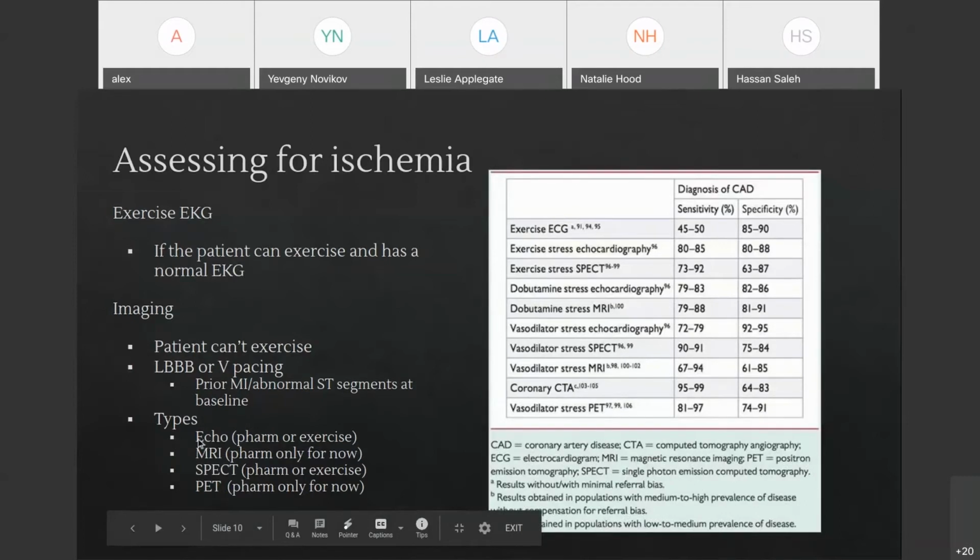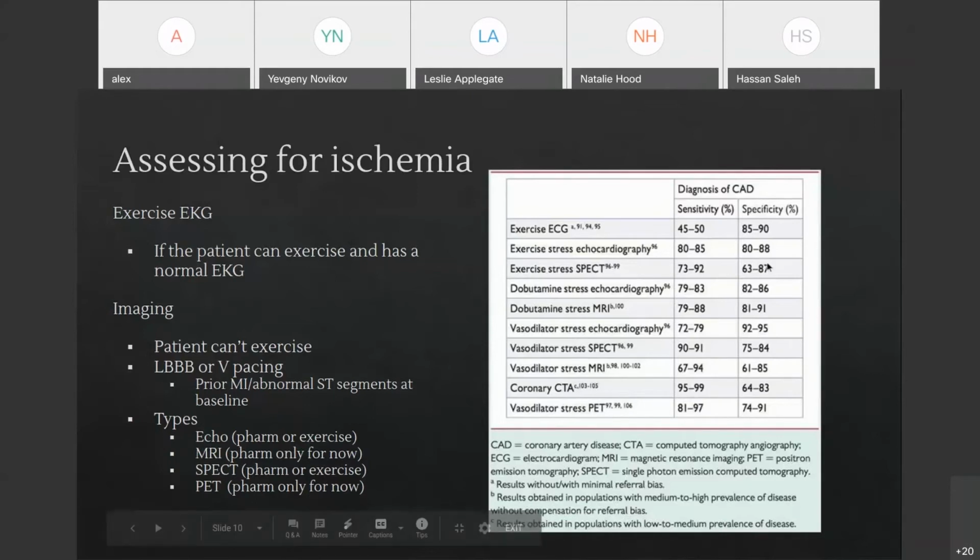So there's stress echo, which can be pharmacologic or exercise. There's stress MRI, which is pharmacologic only for now. There are some places doing exercise, but we're a ways away from that here. SPECT, which is your typical Lexi scan that we do a lot of, those can be pharmacologic or exercise. And then PET, which is pharmacologic only for now. Kelly's in the room here and should get mad at me if I didn't say that soon we will be doing exercise PET too.